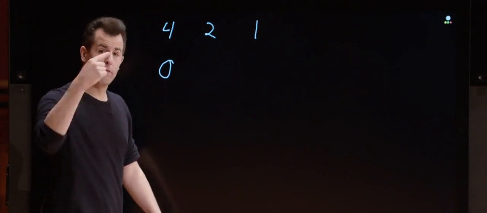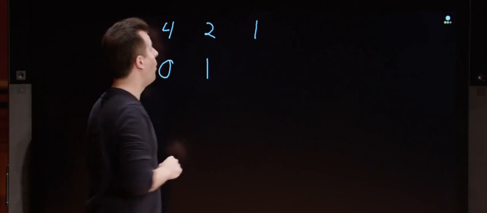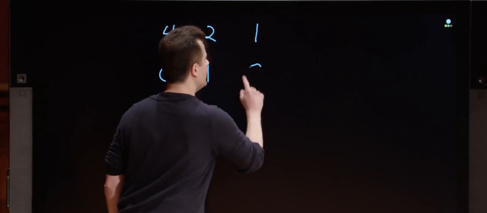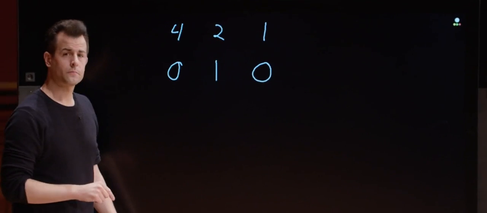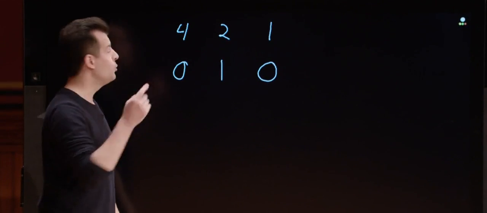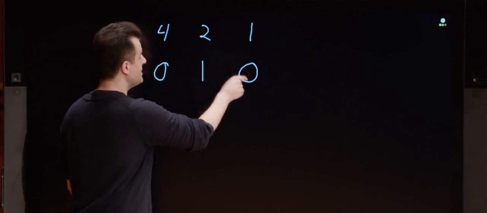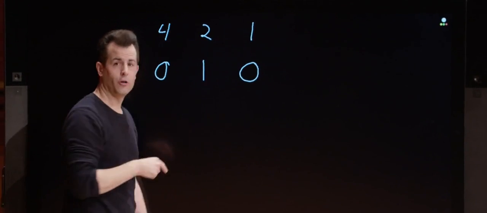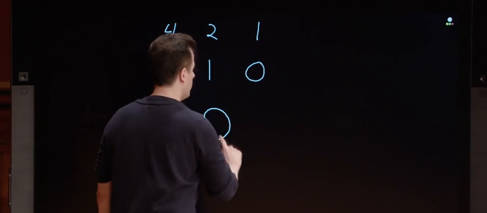I do need a 2 if I want to count to the number we know as 2, so I'm going to put a 1 there. And I don't need an extra 1, because an extra 1 would give me 3, so I'm going to do this. And so a computer, to store the number we humans know as 2 in decimal, would store it in binary as 0, 1, 0, because that's 4 times 0 plus 2 times 1 plus 1 times 0, which, of course, is going to give me the number 2.